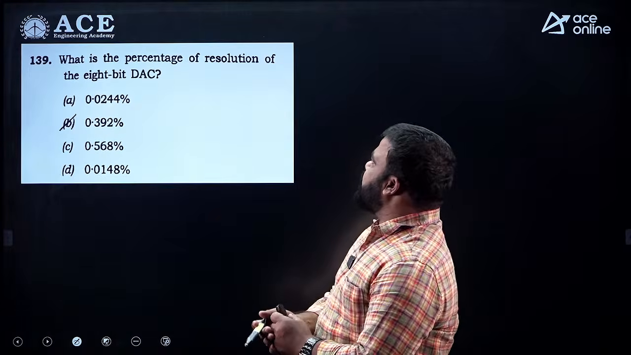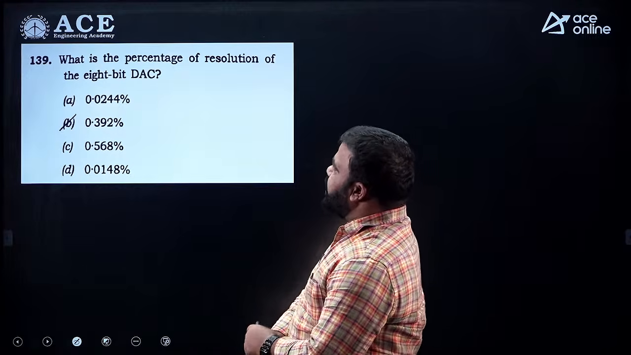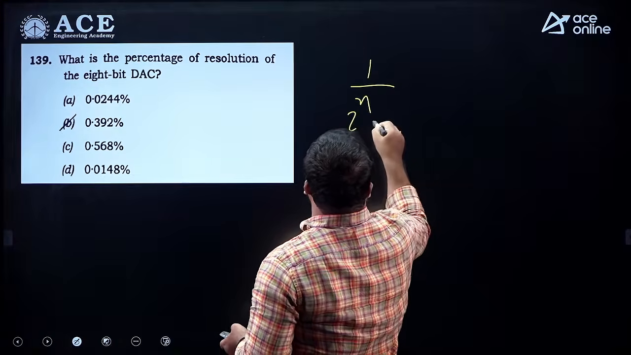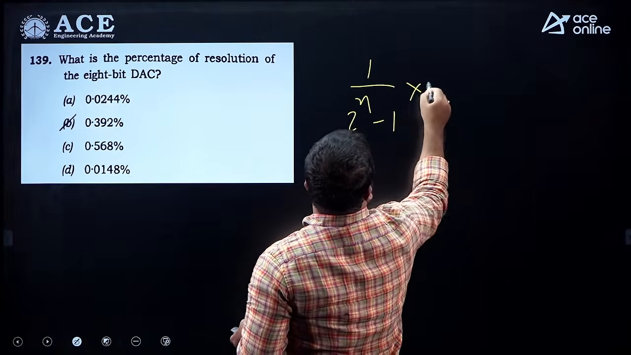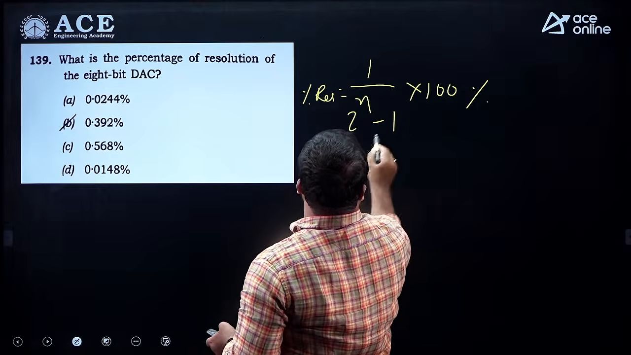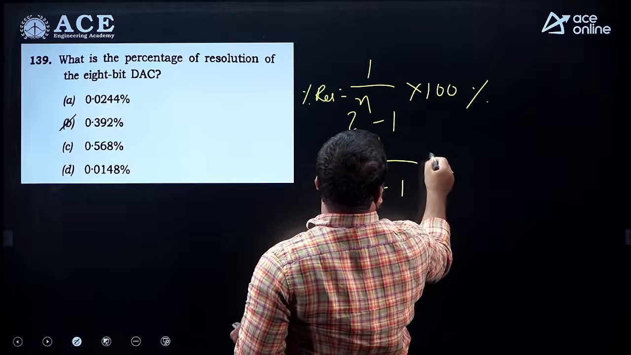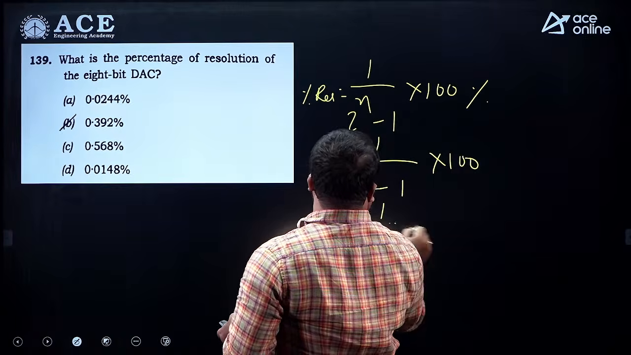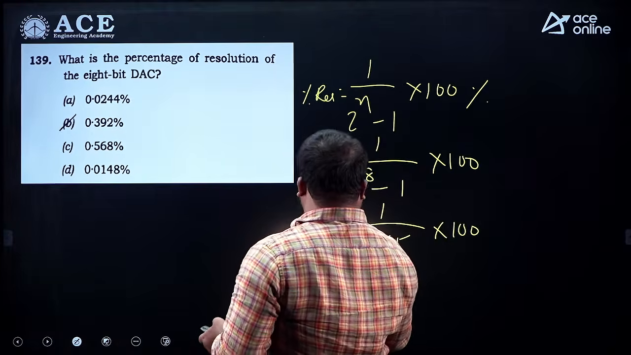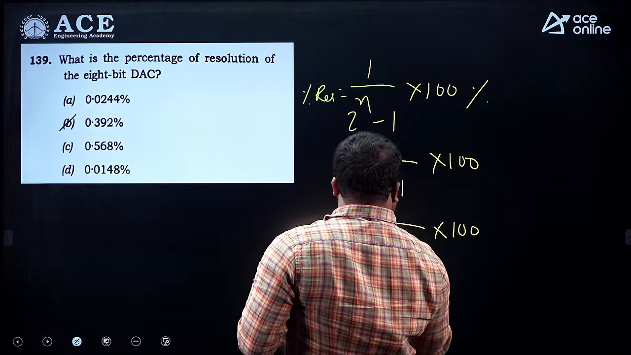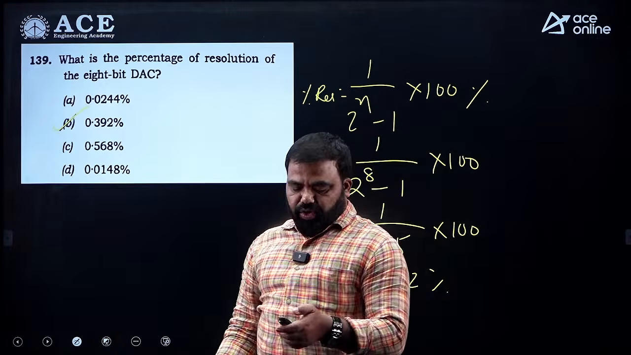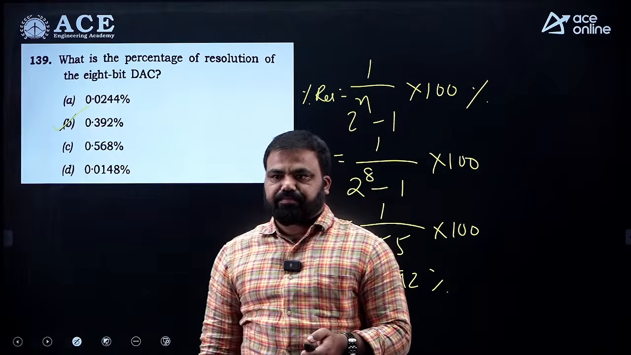Let us see the next question. What is the percentage of resolution of an 8-bit DAC? For n bits, 1 by 2 power n minus 1 into 100 is the percentage of resolution. So it is 1 by 2 power 8 minus 1 into 100, which is 1 by 255 into 100, which is 0.392 percent. The answer is B. That's all from digital electronics.